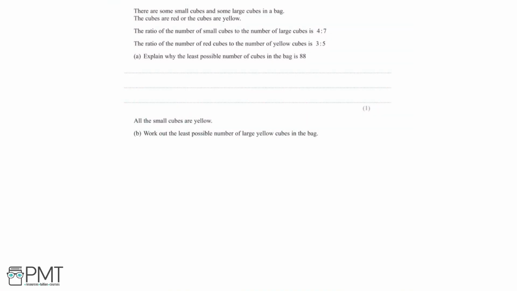In this question, we're told that there are some small cubes and some large cubes in a bag. The cubes are red or the cubes are yellow. The ratio of the number of small cubes to the number of large cubes is 4 to 7, and the ratio of the number of red cubes to the number of yellow cubes is 3 to 5. And in part A, we need to explain why the least possible number of cubes in the bag is 88.